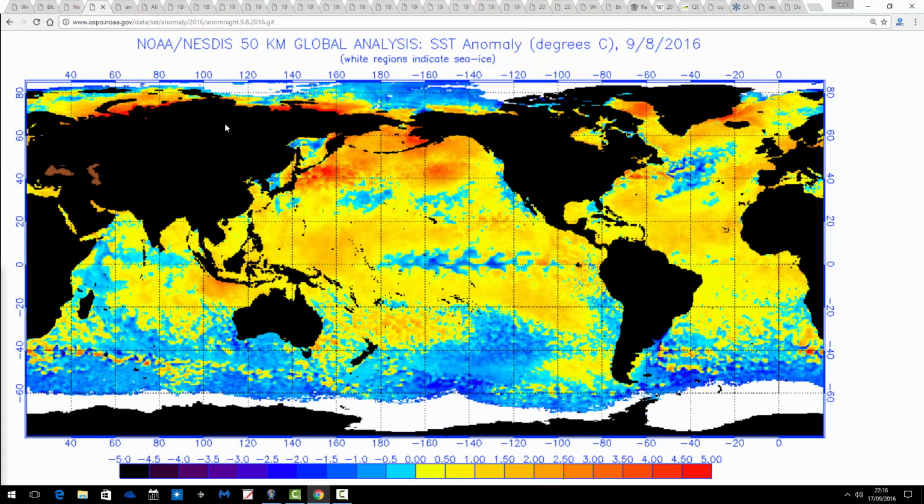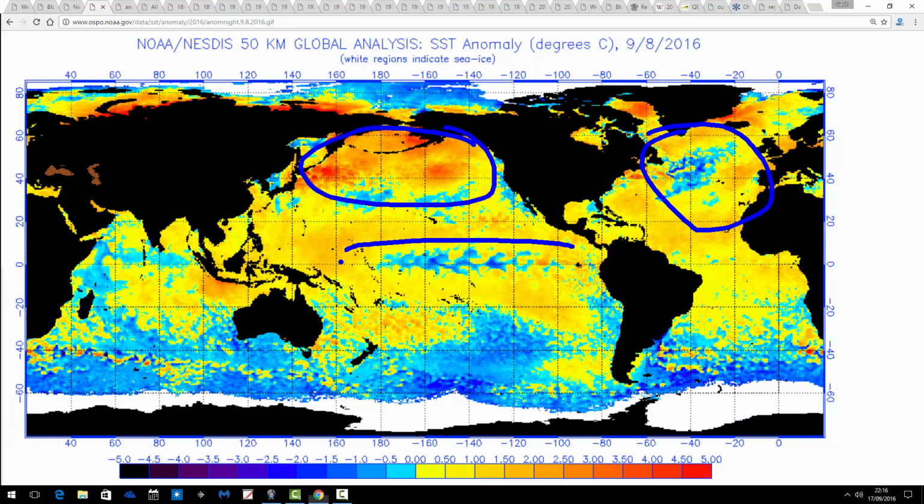So this was the situation in terms of the sea surface temperature anomalies last week. Three areas we're looking at, of course. We've got the Atlantic over here, we've got the Northern Pacific up here, and then we've got the Tropical Pacific where we get the ENSO events going on just there. That was the situation this time last week.